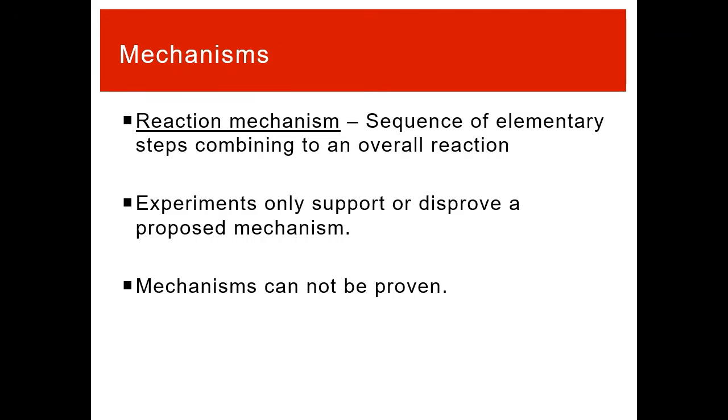You cannot prove a reaction mechanism. You theorize a reaction mechanism. This is what you think is going on. This is the sequence of steps. And your experimental results can support those changes or those steps, but you can't prove it. You can disprove a mechanism, but you can't prove a mechanism.